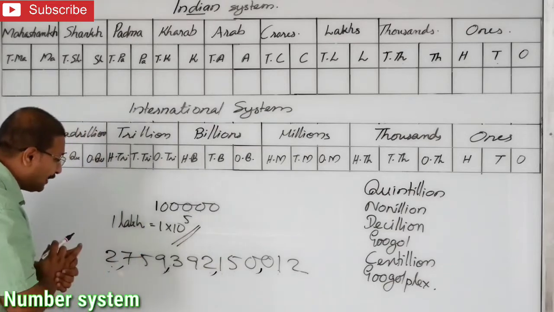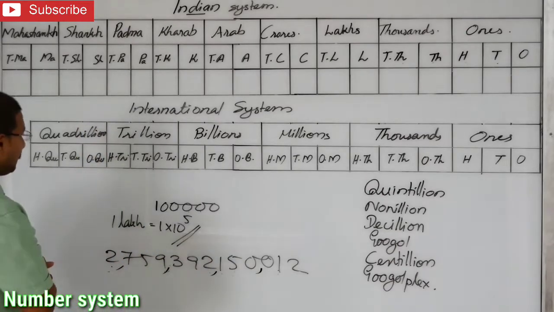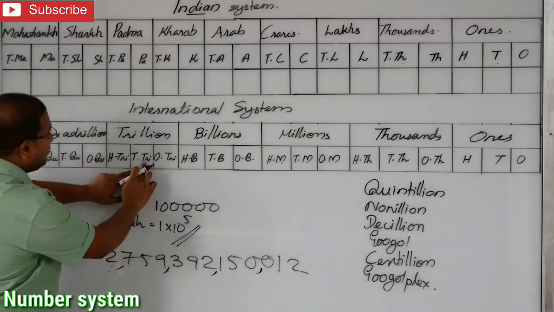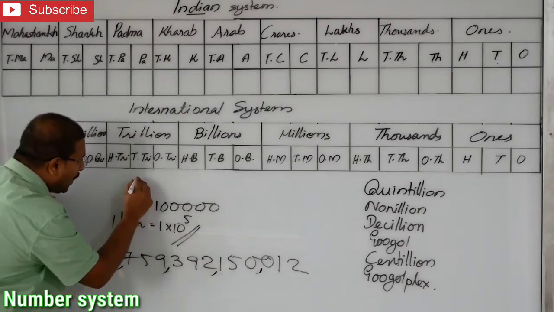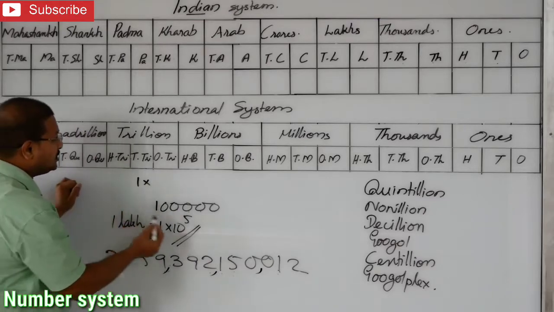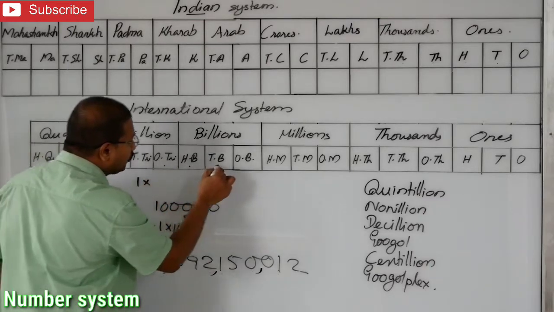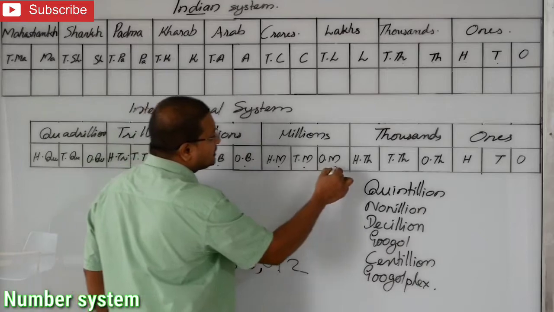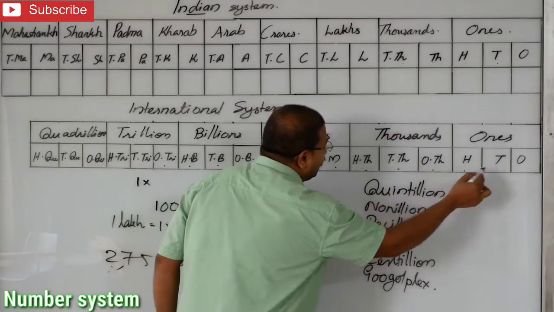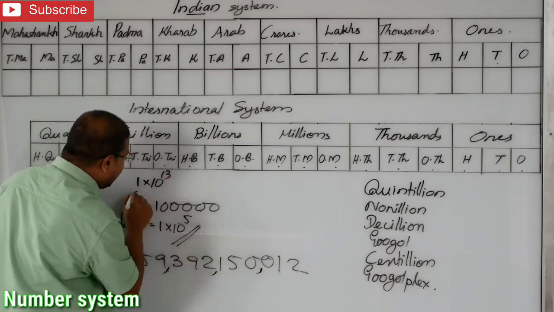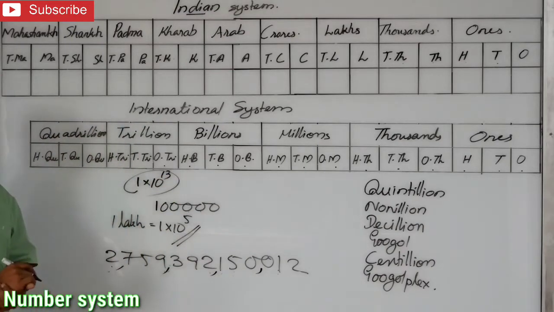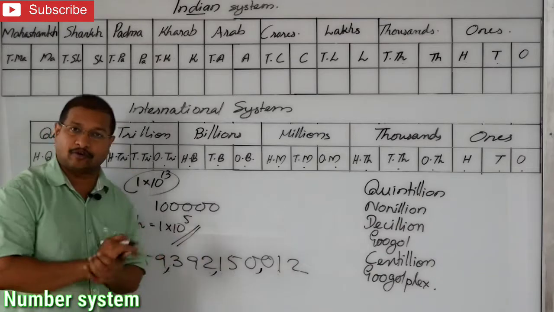If I want to write 10 trillion, 10 trillion means I have to write 1 into... After that, how many zeros will I put? 1, 2, 3, 4, 5, 6, 7, 8, 9, 10, 11, 12, 13. That means 10 raised to 13. Got it? This way we have to write.